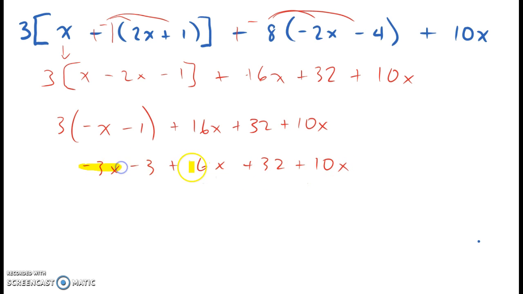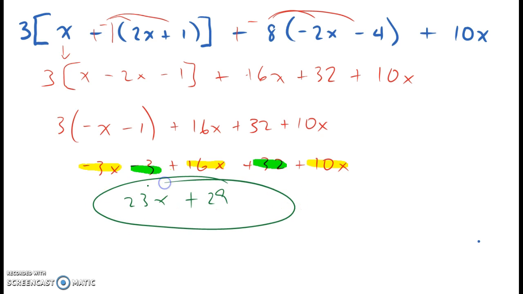So I'm going to combine my negative 3x. We're at 13x now. Now we're at 23x. So we're at 23x. And now I'm going to combine my negative 3 and my positive 32. And that gives us a positive 29. Circle it. Call it good.